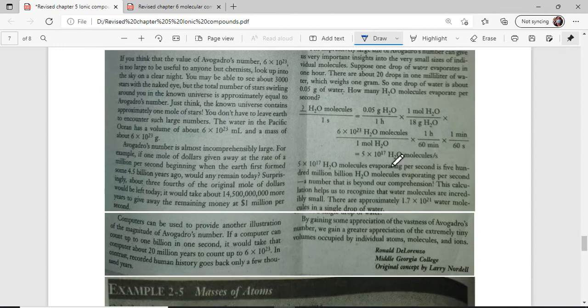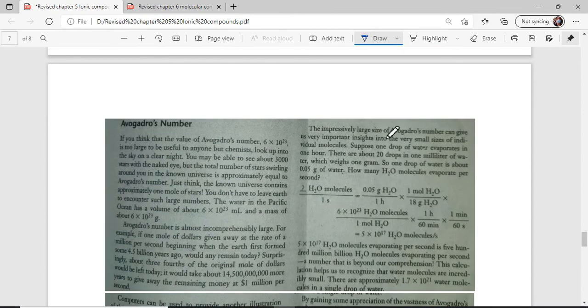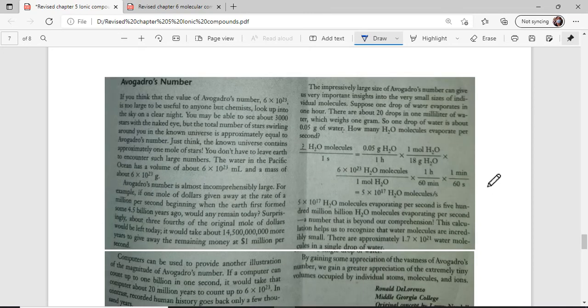Now, here, an expressively large Avogadro's number can give us a very important insight into the very small size of an individual molecule. Suppose one drop of water evaporates in an hour. There are around 20 drops in 1 milliliter of water, which weighs 1 gram. Therefore, one drop of water is about 0.05 grams of water. How many H2O molecules evaporate per second?